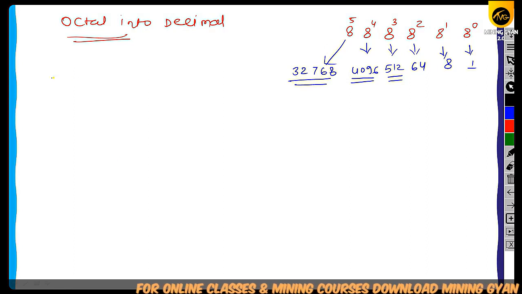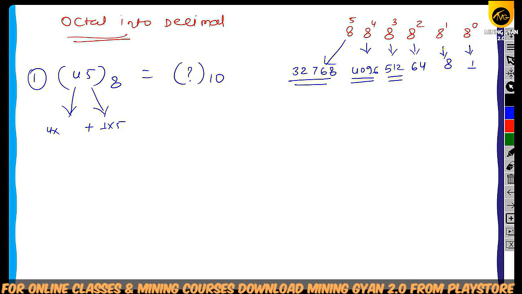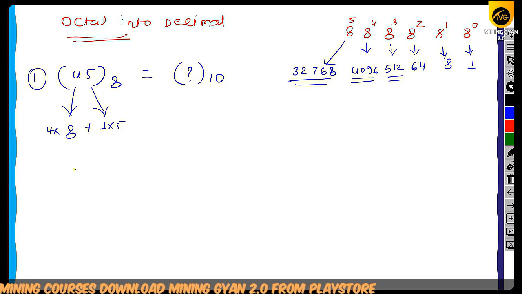Now if you have any octal number, suppose this is the octal number 45. If you want to convert it into decimal, just use the weights of this number and multiply with the 4 and 5. Suppose the 5 is the first rightmost number, so it will become 1 into 5, plus 4 into the next weight, which is 8 power 1, that is 8. So just multiply 4 into 8 and it will become 32, and plus 5. So the answer will be 37.